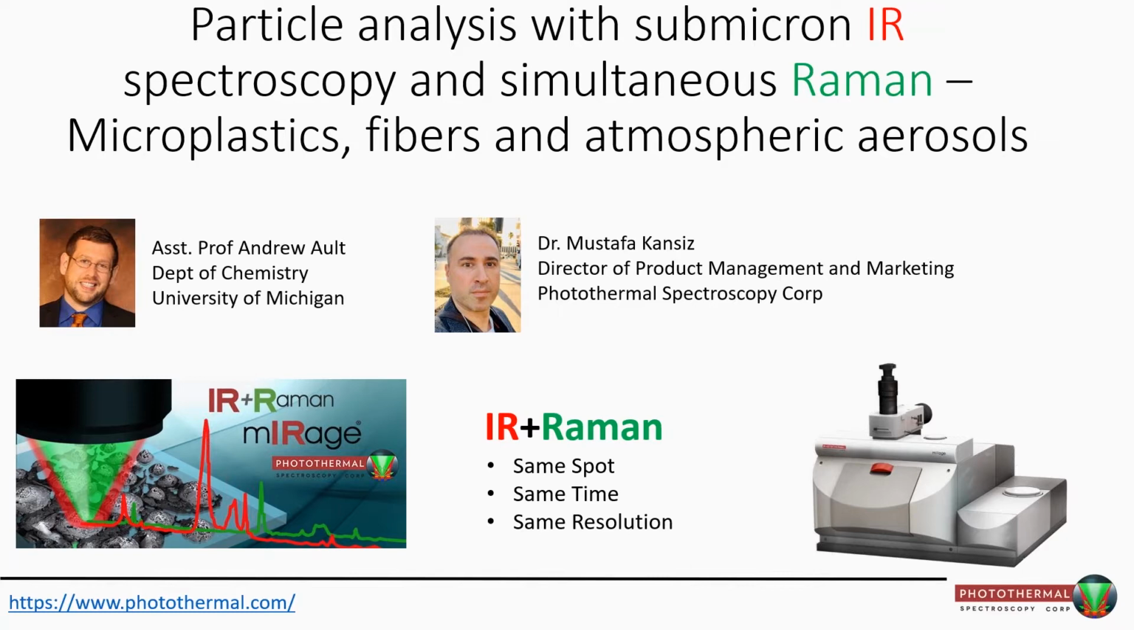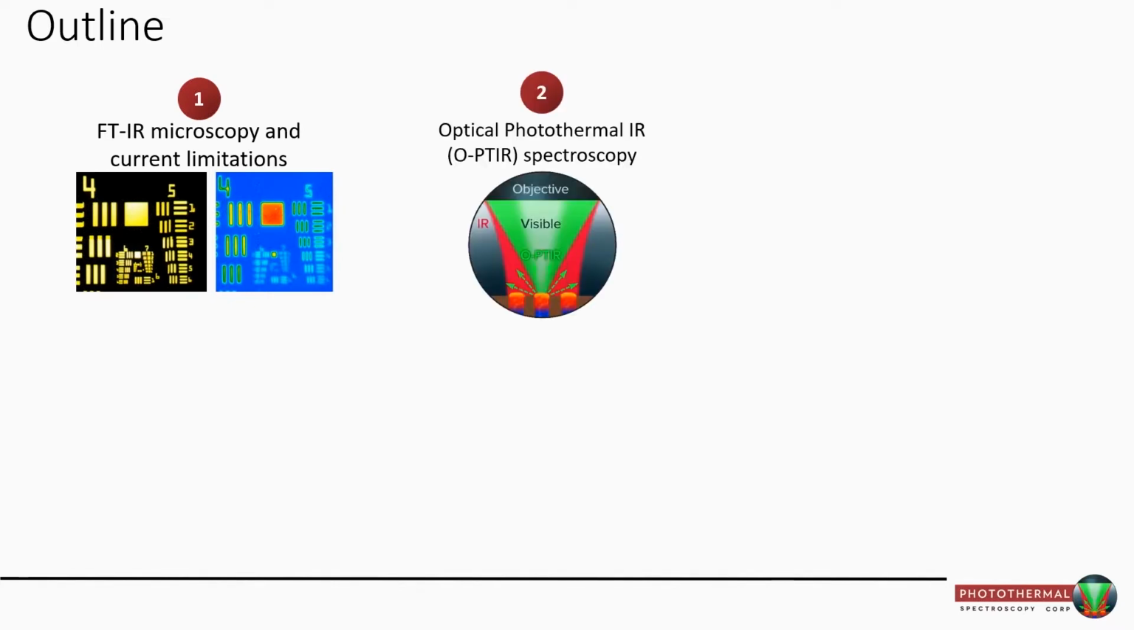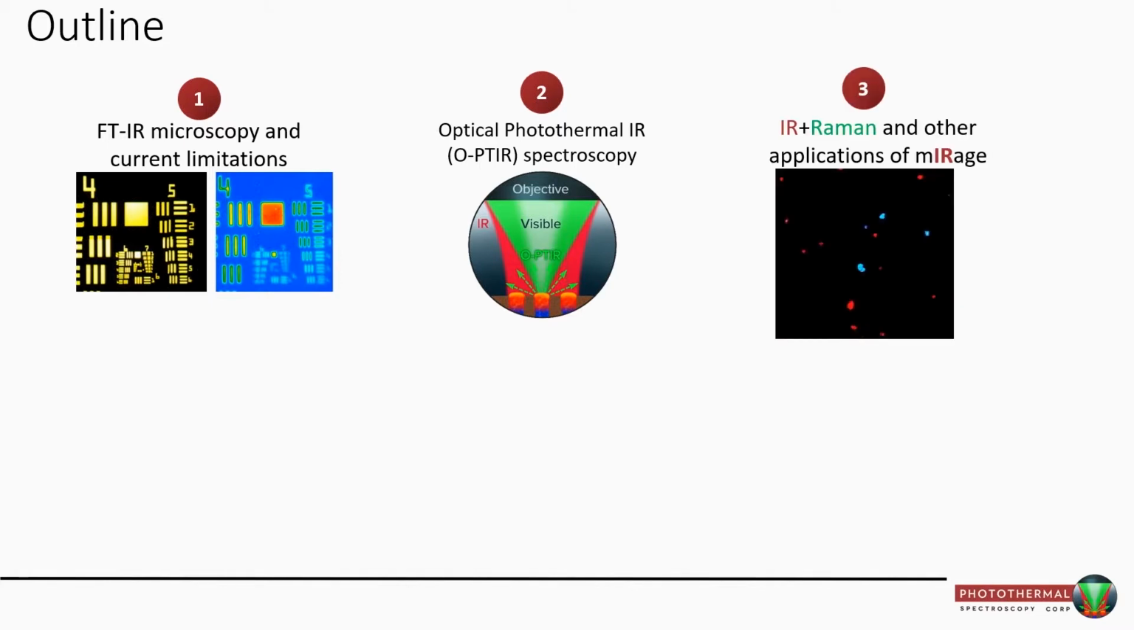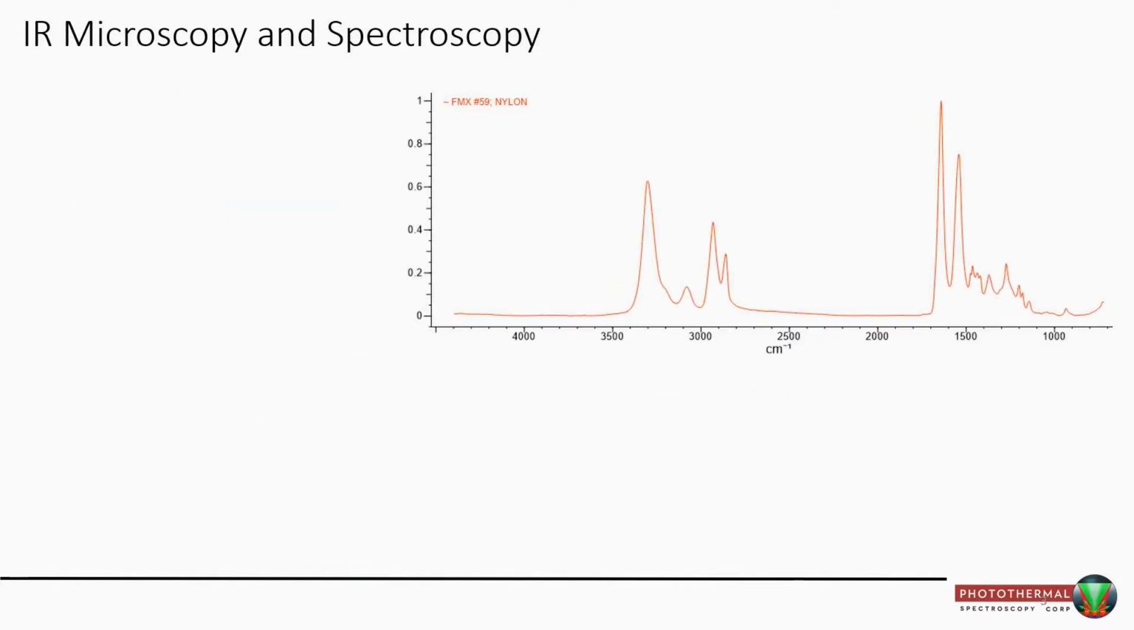Without any further ado, I want to take over this first part, roughly about a half, and then I'll hand over to Professor Andrew Ault at the halfway point. So the outline today: I'll take you through O-PTIR microscopy and its known current limitations. I'll then introduce the Optical-Photothermal IR technique, and then take you through a range of examples with the theme of the webinar in mind before we hand over to Andy Ault to go through the main part of the webinar. Right, so getting into it, infrared microscopy and spectroscopy.